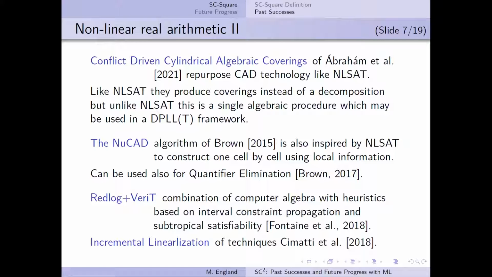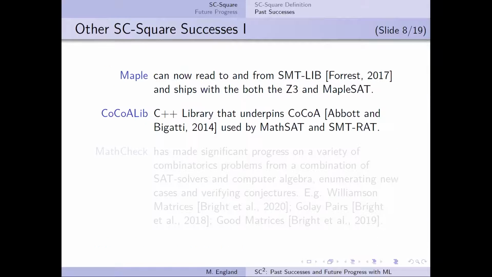A couple of other SC² developments in this area I should like to mention. The combination of computer algebra system Redlog with SMT solver veriT, which did very well a couple of years ago when submitted for the SMT competitions, and the incremental linearization techniques of Cimatti et al., which again offered very excellent performance on the competitions.